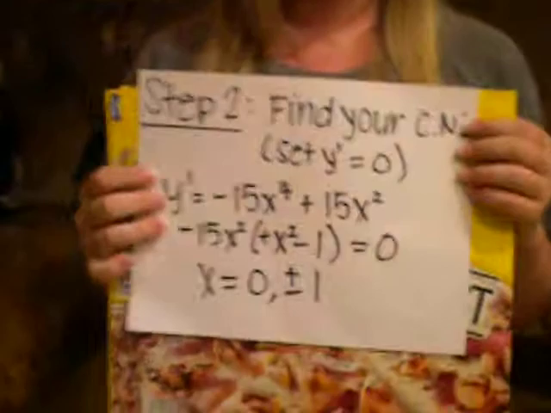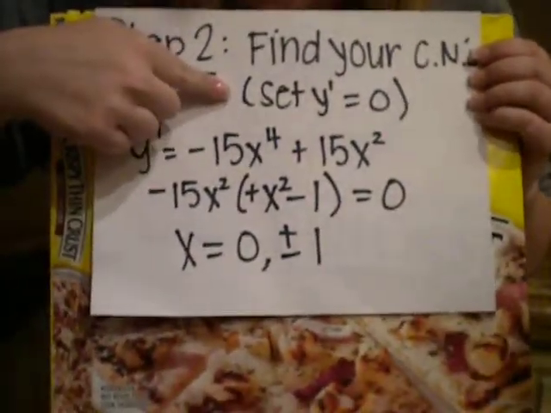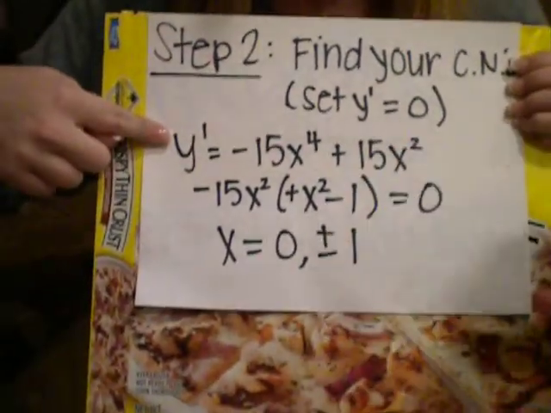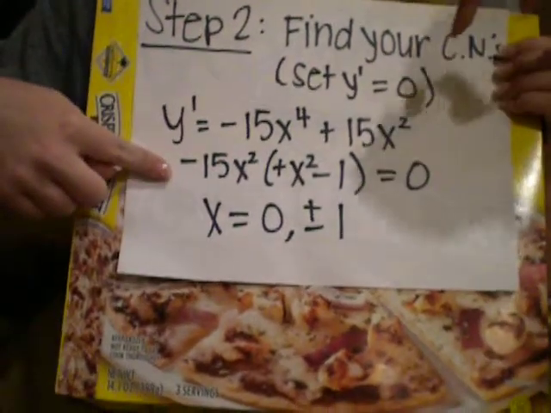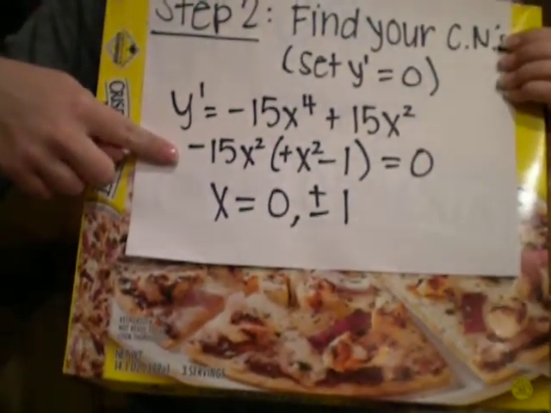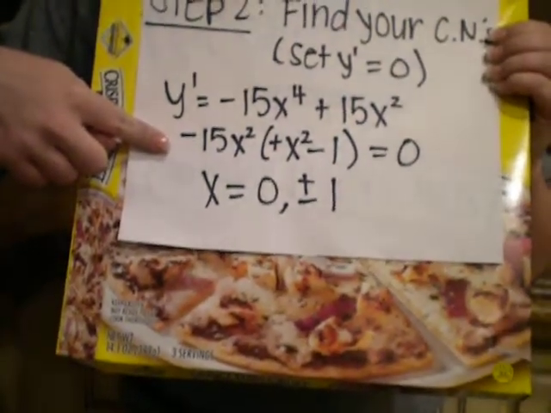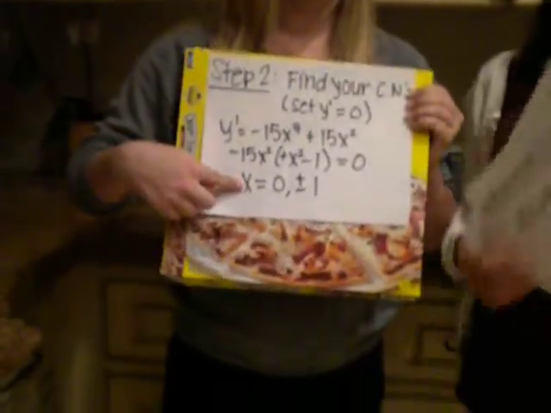Step 2. Find your critical numbers. Which means you set y prime, the first derivative, equals 0. So the first derivative is negative 15x to the 4th plus 15x squared. You factor out like terms, and you get negative 15x squared, parentheses, x squared minus 1 equals 0. Set both of those equal to 0, and you get x equals 0 and positive and negative 1. And these are your critical numbers.